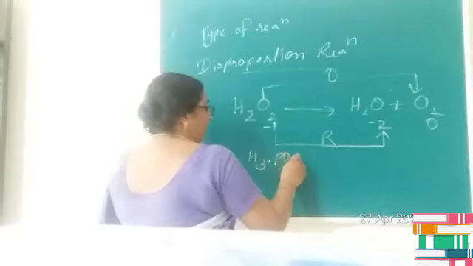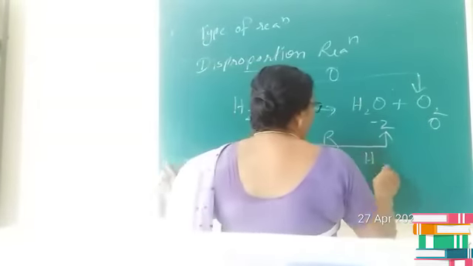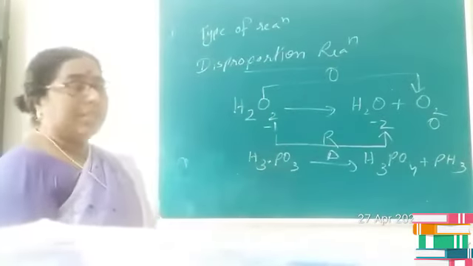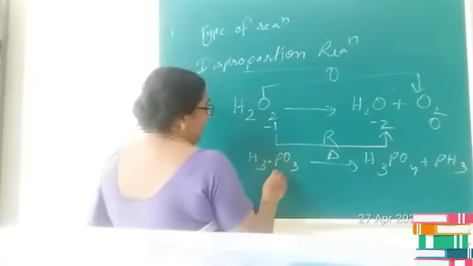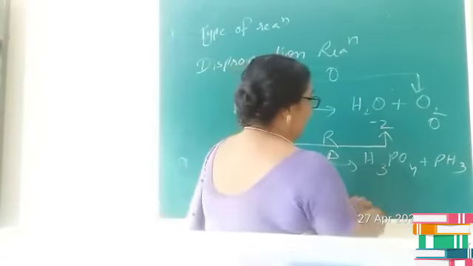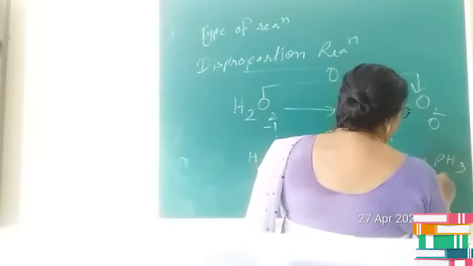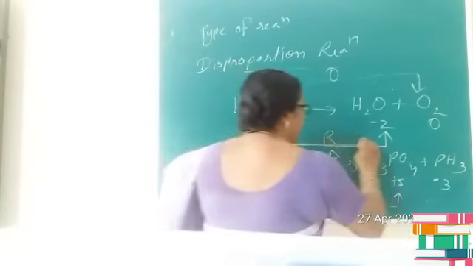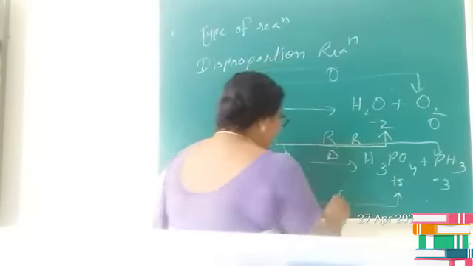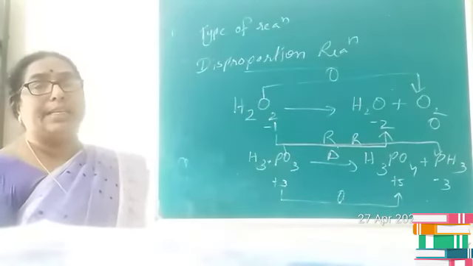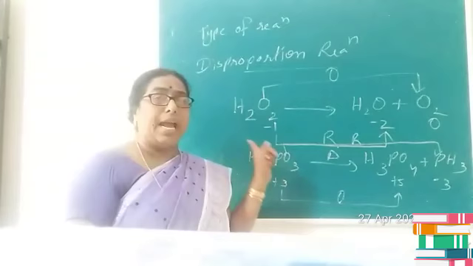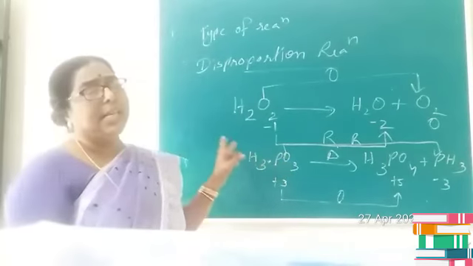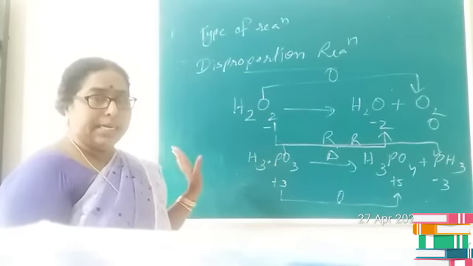Let me explain another example. If you consider H3PO3, on heating it decomposes to form H3PO4 and PH3. Let us consider phosphorus. The oxidation state of phosphorus here is +3, in this case it is +5, and here it is -3. Just see, phosphorus undergoes oxidation as well as reduction. That means again the same element undergoes oxidation and reduction. This type of reaction is termed as disproportionation reaction. Is it clear all of you?